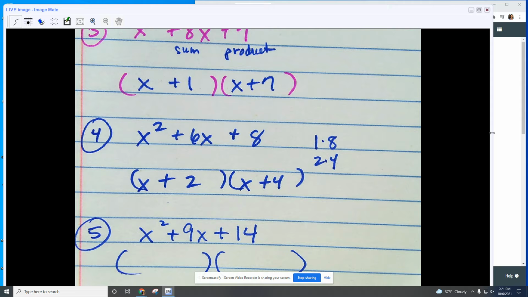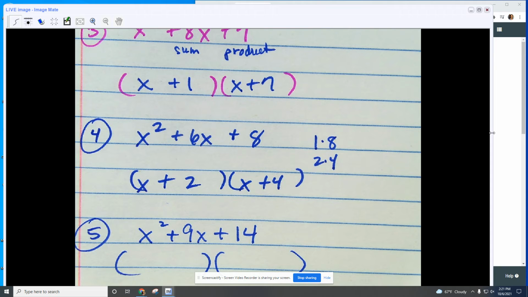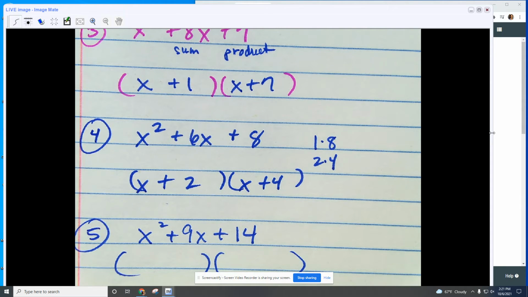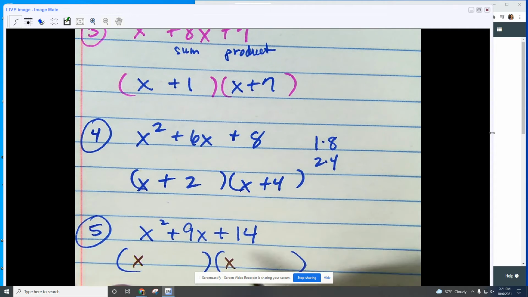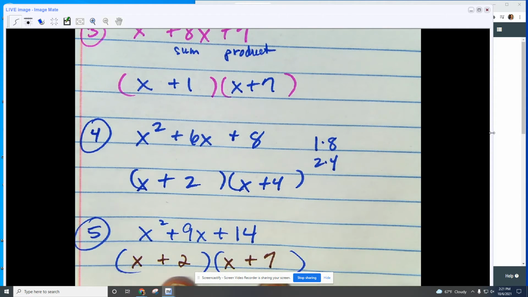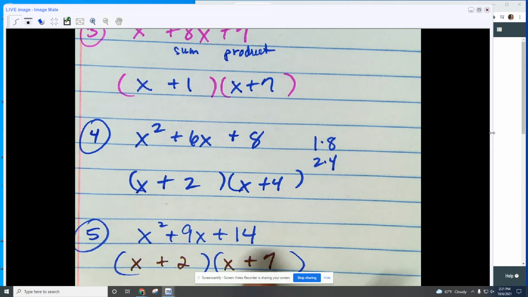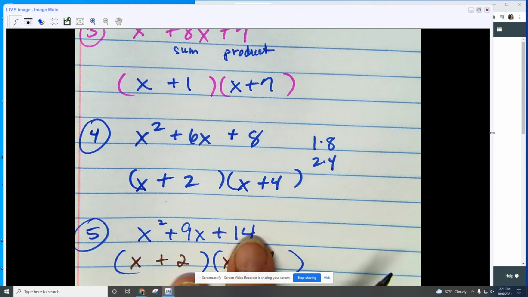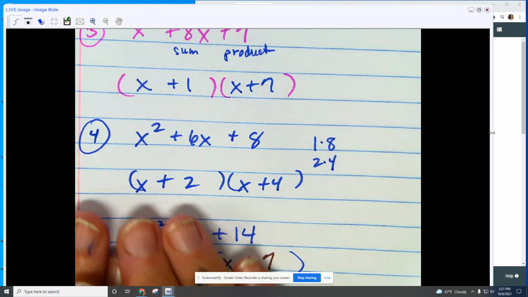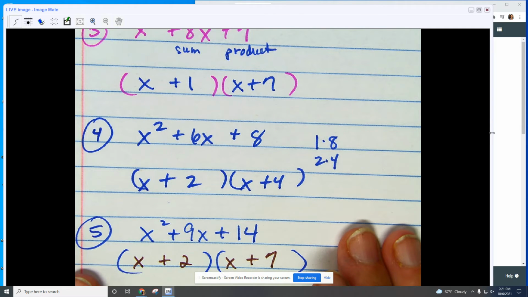Think about the product on the end. Think about the sum in the middle. What 2 factors do I want? All right, you got it, Abraham? What times what? Good. Now, if you're not sure if you chose the right ones, FOIL it, box method. Did that multiply to give me 14? Did that sum up to give me 9? Yes. Now, do we live in positive world the rest of our lives?